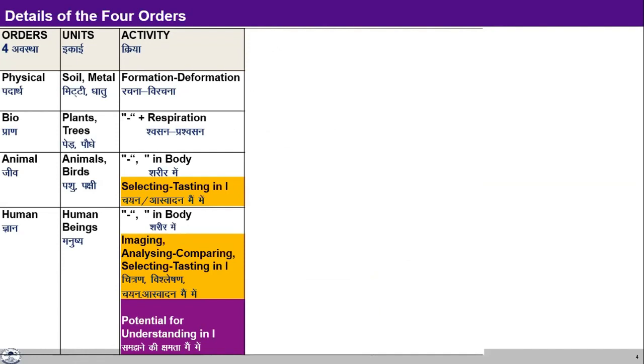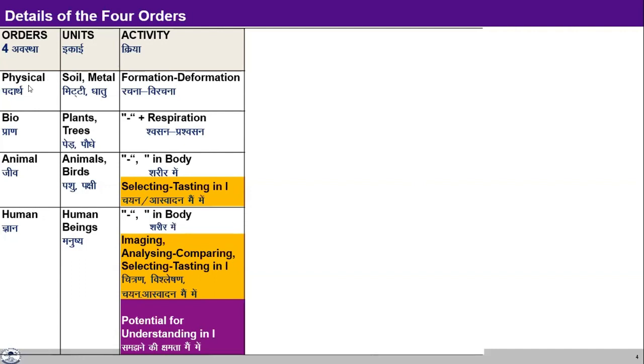Yesterday, when discussing some further details about these four orders, we could see how we can make out whether any given unit belongs to a particular order. And we can have some more questions related to that, how to make out whether this particular unit belongs to one order or some other order. Now, further, we can study about the activities of each of the orders.